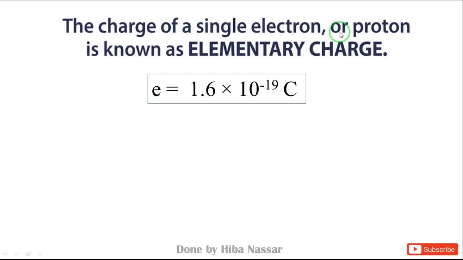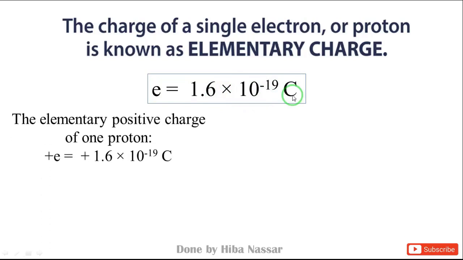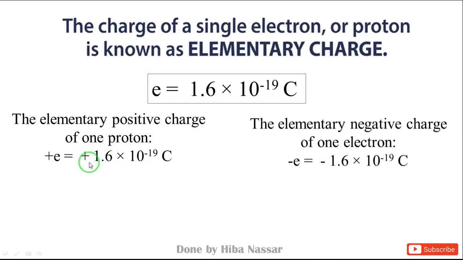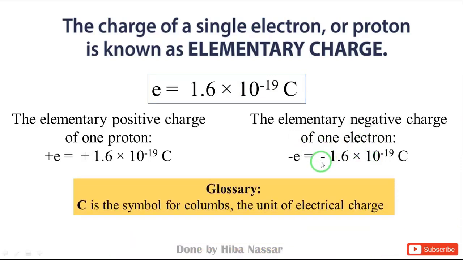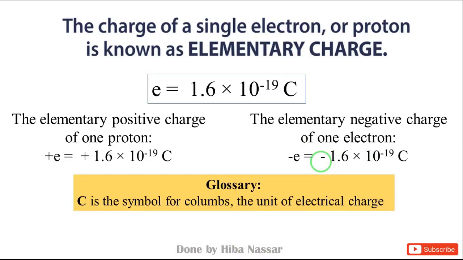The charge of a single electron or proton is known as elementary charge. It is denoted by small letter e, and it's equal to 1.6 times 10 to the power minus 19 coulombs. We have two types of elementary charges. We have the elementary positive charge of one proton. It is equal to the same value but with the positive sign. And we have the elementary negative charge of one electron. Also it has the same value but with a negative sign. Capital letter C is the symbol for coulombs, which is the unit of electrical charges.